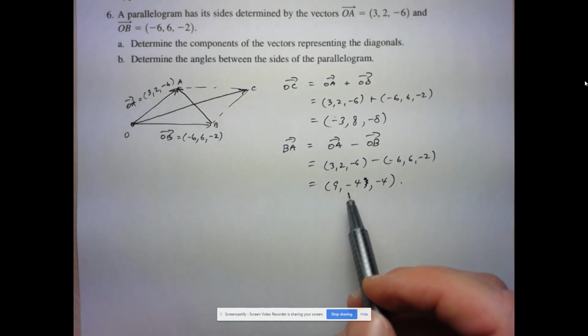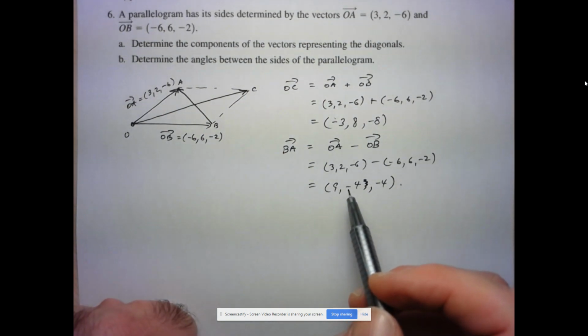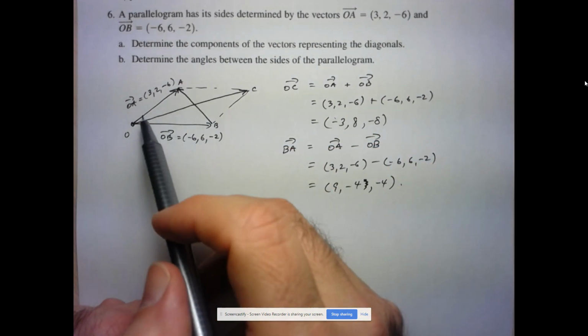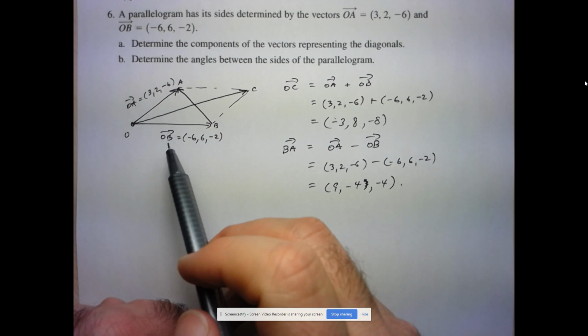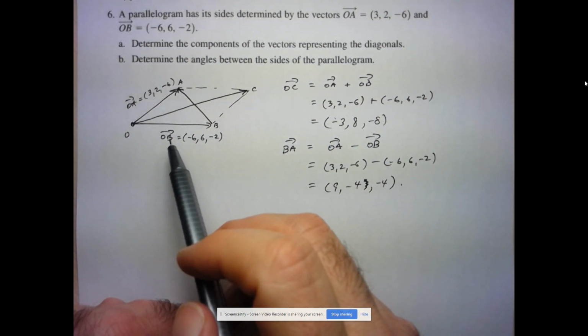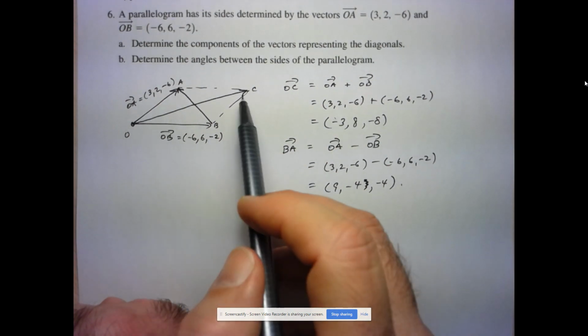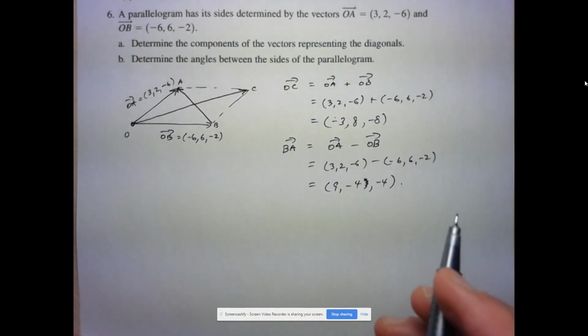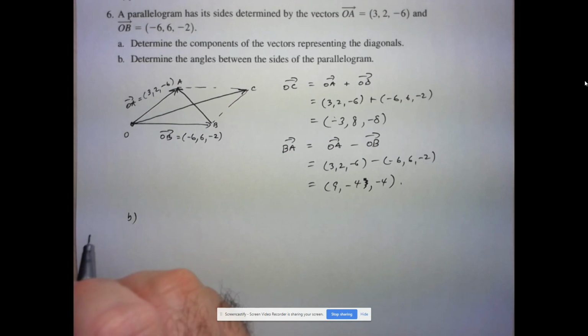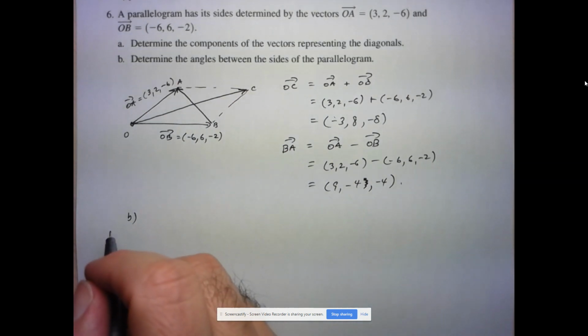Okay, so just to recap this one here, it's a little different from the other one because they actually gave us the vectors that make up the sides of this parallelogram, and it's there that we realize that adding those vectors and subtracting those vectors are what give us the diagonals. All right, so in part B, they want us to determine the angle between the sides of the parallelogram.